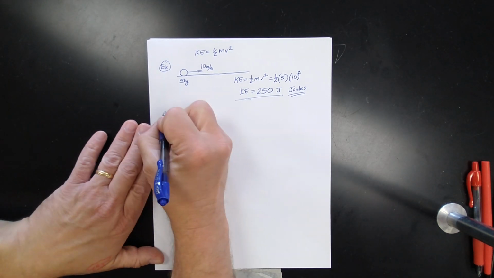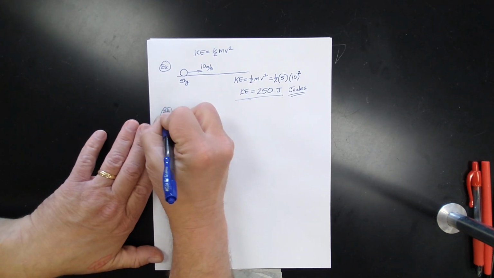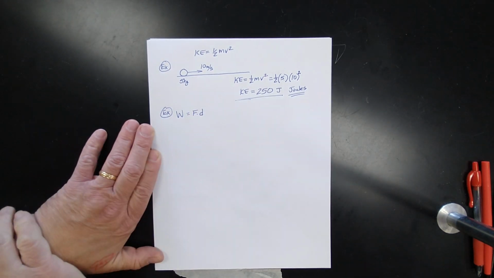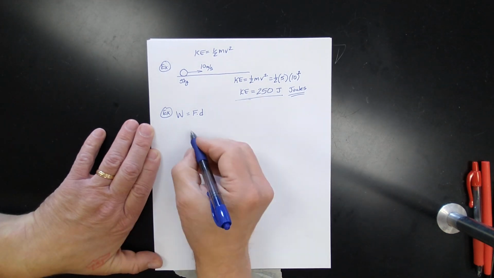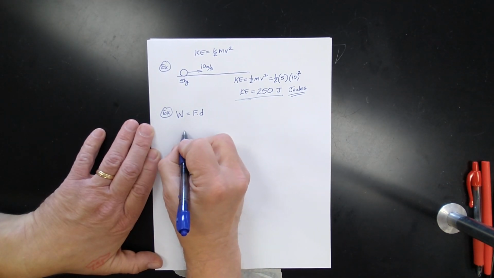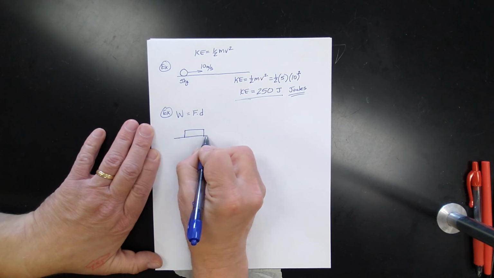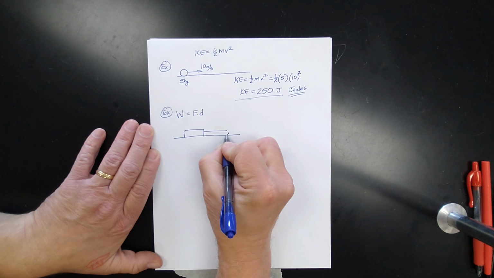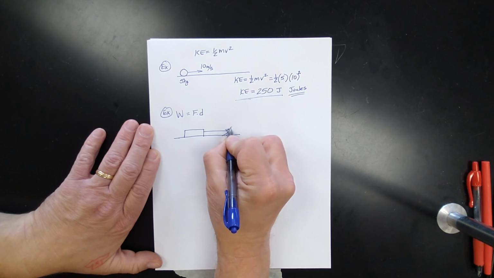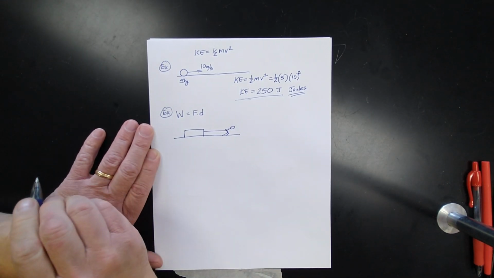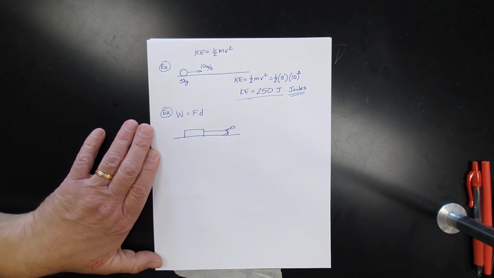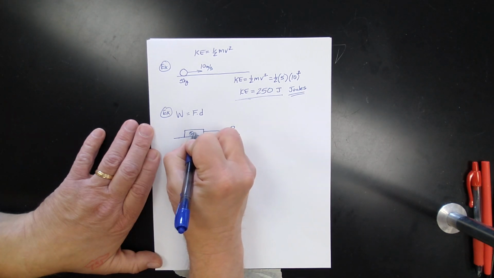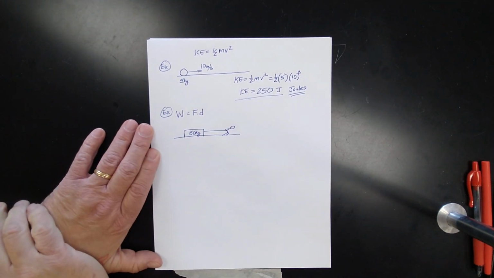All right, let's take a look at another example. Let's look at the other side of the equation. Work is equal to force times distance. Okay? So let's say we have an object, a big old crate of some sort, and we're going to start pulling that thing. Let's say it has a mass of 50 kilograms.